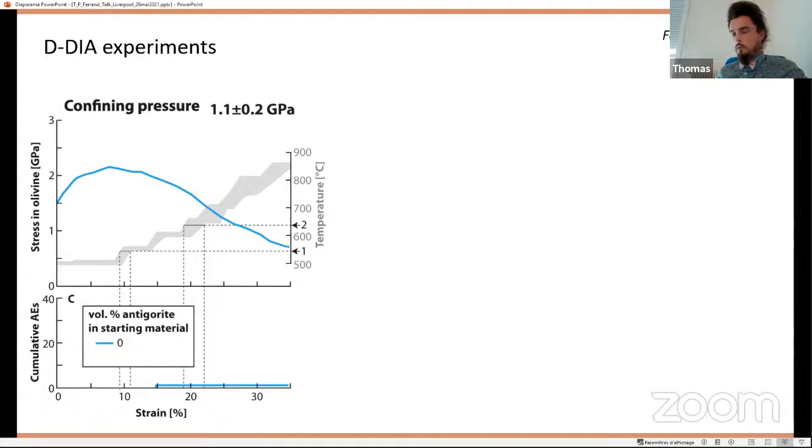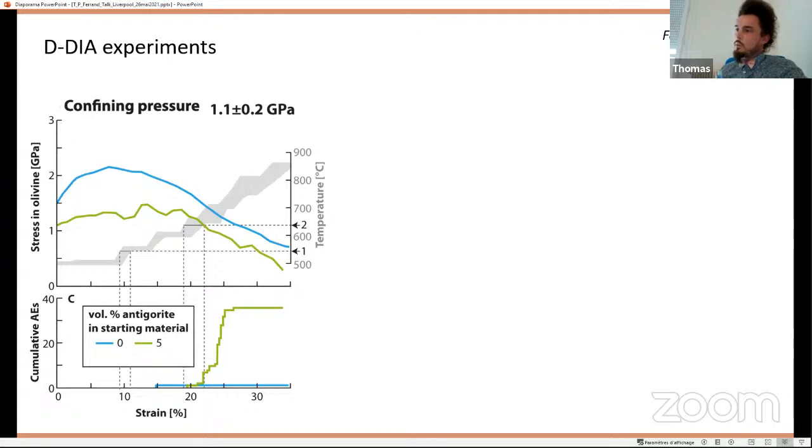And when you do the same experiment with 5% of Antigorite in it, you observe a lower stress state overall, and kind of the same response at the sample scale, right? But when you look at the cumulative acoustic emissions, you see that there is a burst of dynamic failures that occur when you cross the reaction noted 2 here at 640 degrees, which corresponds to the destabilization of the Antigorite breakdown.